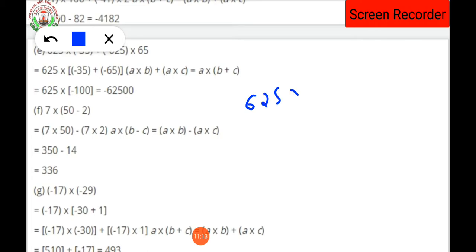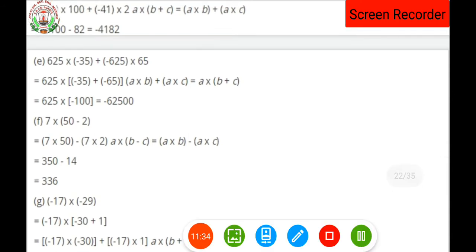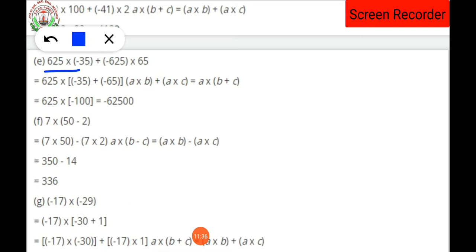625 into minus 35 plus minus 65. Okay. This is the number we are having. Now, as we did for the first question, in the same way we are going to do the E part also. 625 is a common number for both the pair. So, we are going to take 625 as common.